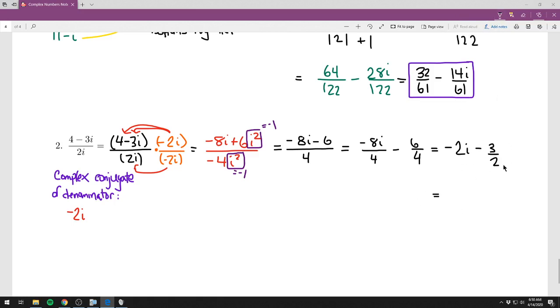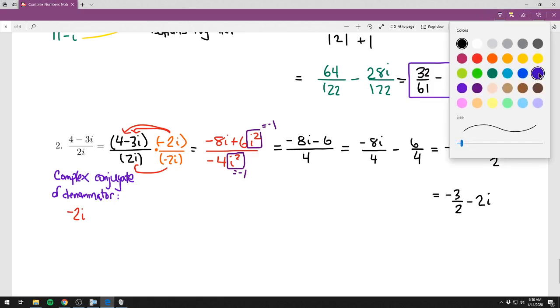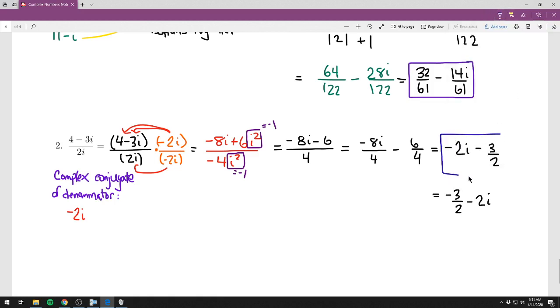This is a fine answer. Like I said, you can have the i in front or the back just as long as it's with its correct part. If you really like the i to be on the back, you can put the negative 3 over 2 in front and the minus 2i in back. Either one of these is perfectly fine. One is not more simplified than the other. But as far as complex numbers go, this is really all we need to do what we're going to do in the chapter.